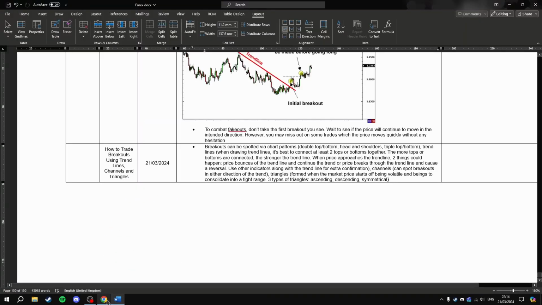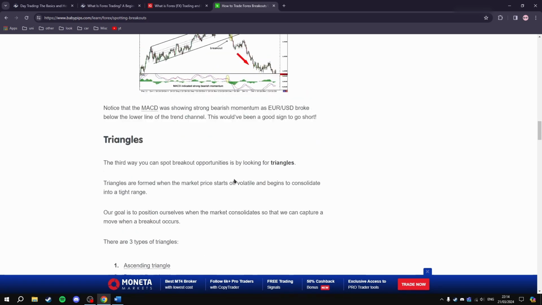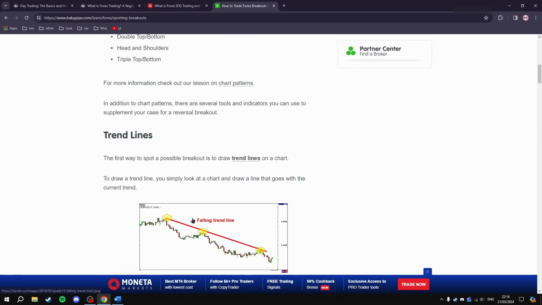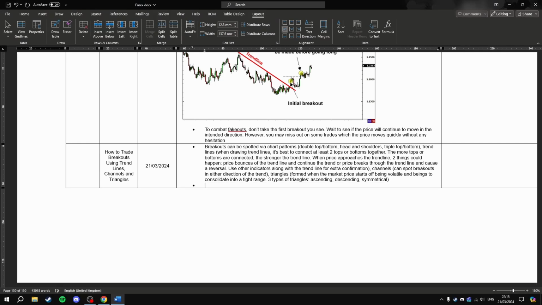So ascending triangles. Ascending triangles form when there is a resistance level and the market price continues to make higher lows. Let me just do this first.